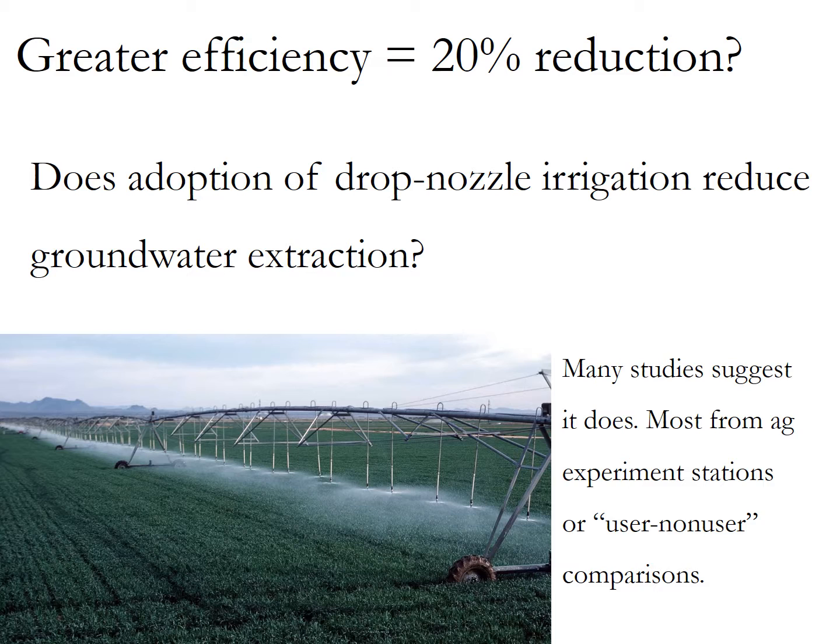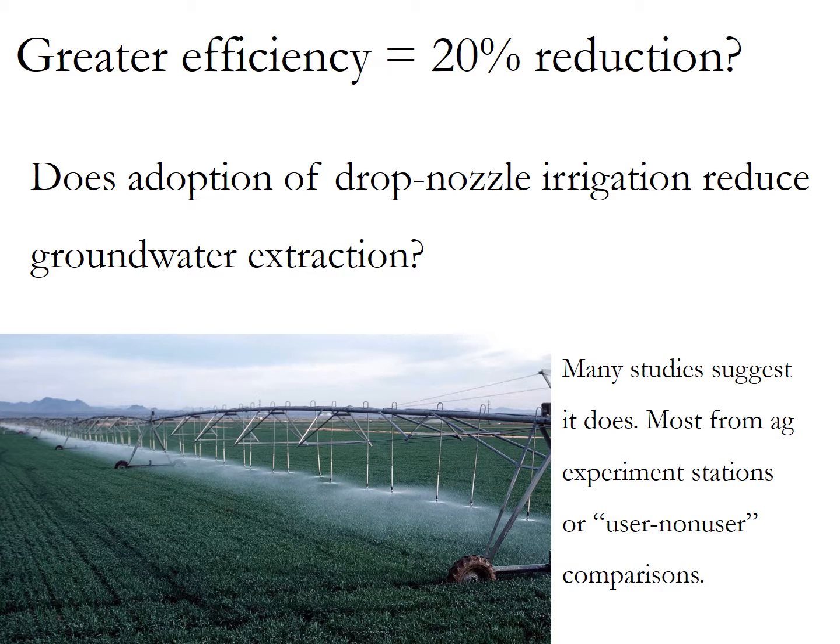The ag experiment stations don't change behavior. They assume farmers adopt new technology and don't change anything about their production practices, which is implausible. And the with and without had this problem that Nate brought up, what he called selection bias, is that the reasons or the characteristics of the farmers who are adopting new technologies are often very different from the characteristics or attributes of the farmers who are not, in ways that also affect how they use inputs like irrigation or water.